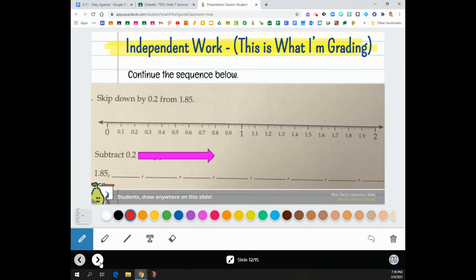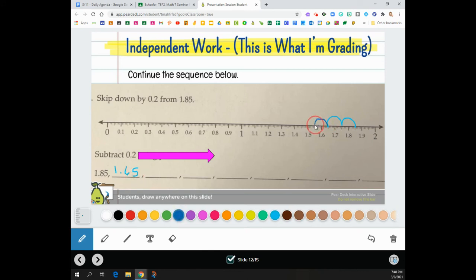So we're going to skip down by 0.2. We're going to start at 1.85. Here's 1.8. 1.85 means halfway between. So it's going to start right here, halfway between the 1.8 and the 1.9. And it's jumping down by 0.2. So this would be 0.1. This would be 0.2. Right? I'm doing 2 jumps of the same size. That landed in between the 1.6 and the 1.7. So this is 1.65.